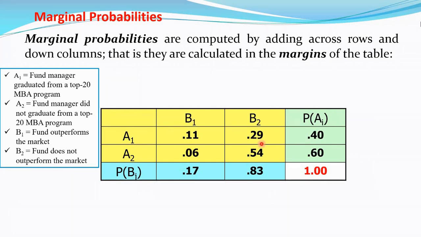Then these are the combinations: A1 intersection B1, A1 intersection B2, A2 intersection B1, A2 intersection B2. So by row-wise or column-wise, the marginal probabilities sum to 1.